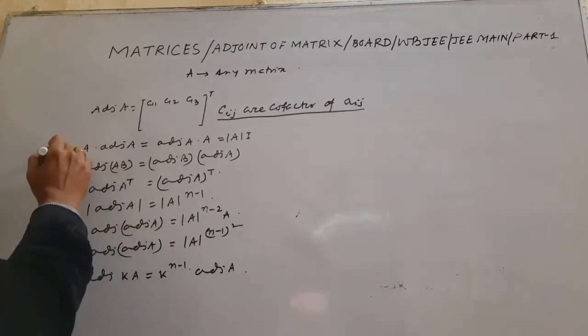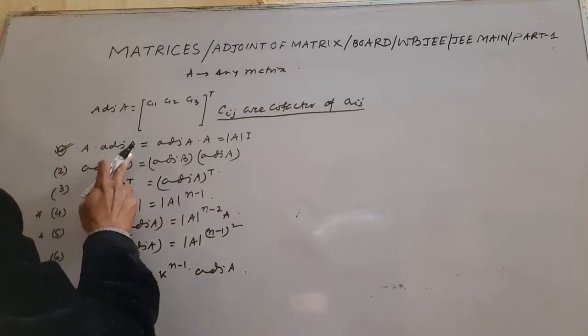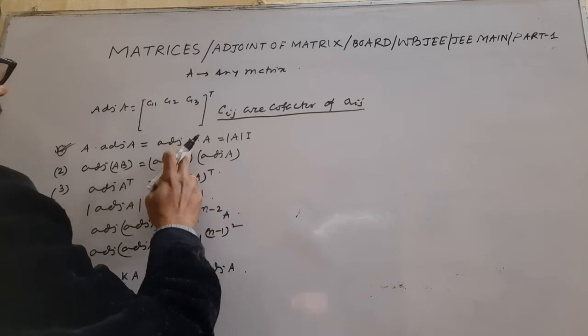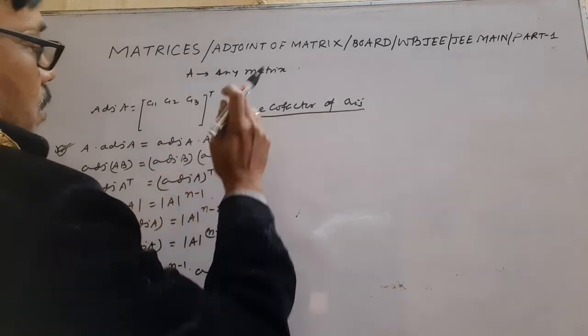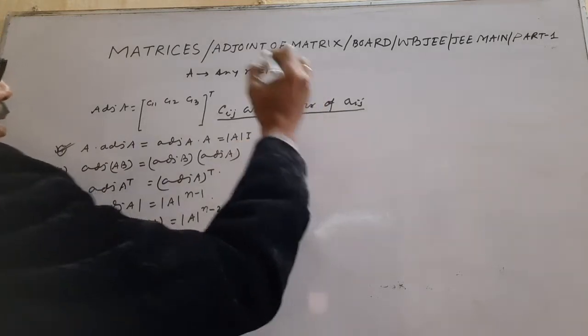So property 1: A into adjoint of A equals adjoint of A into A equals determinant A into I. So this is property 1.